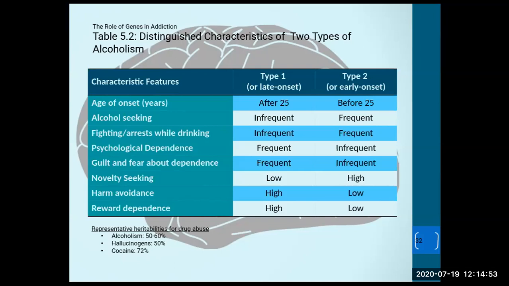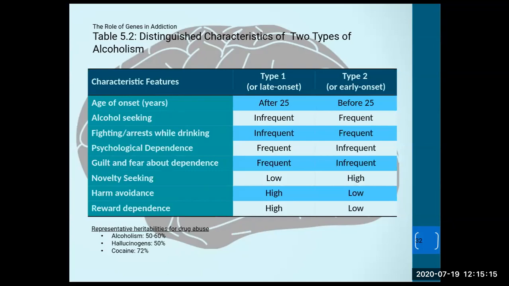Type 2 onset is kind of like the binge drinkers, weekend partiers, college type behavior. So before the age of 25, their alcohol seeking is very frequent. Fighting, getting arrested, doing things that are daring, novelty seeking, very high, very frequent.